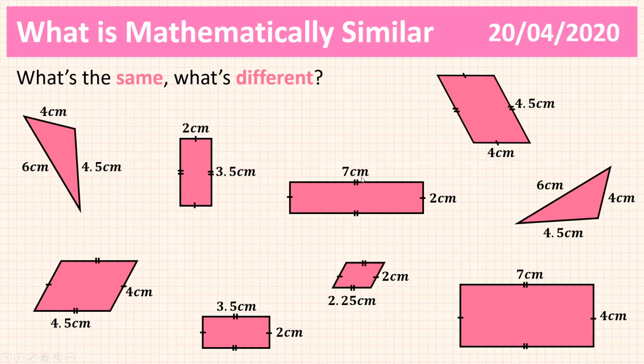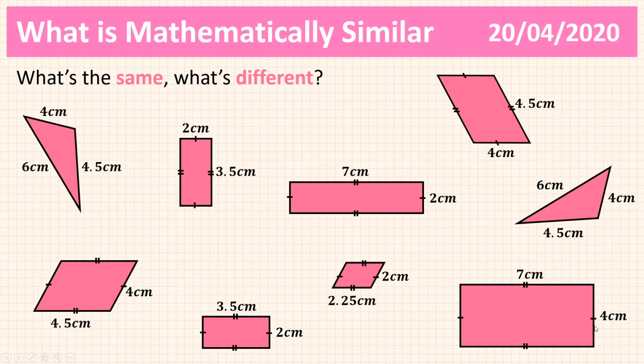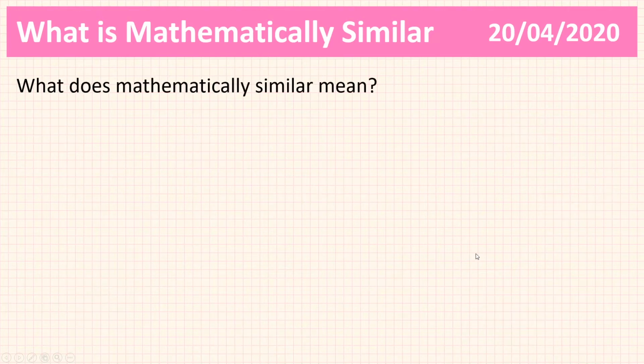Now, although this length and this length are both 7, this length is 2, this length is 2 and this length is 4. So they are no longer congruent. So now that we understand what congruence is, we'll look at mathematically similar. So what does it mean to be mathematically similar?